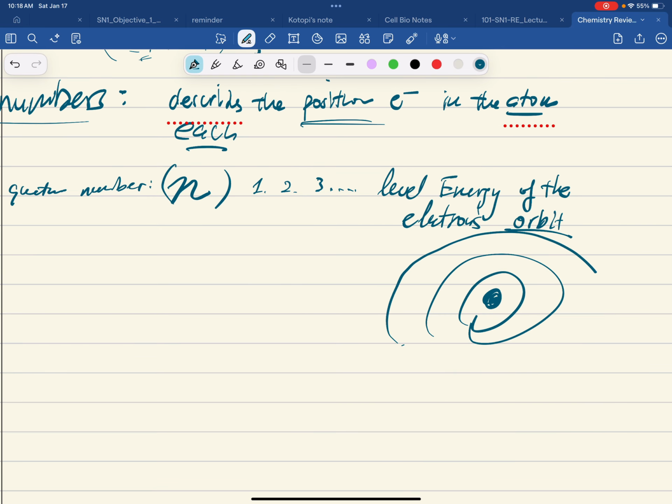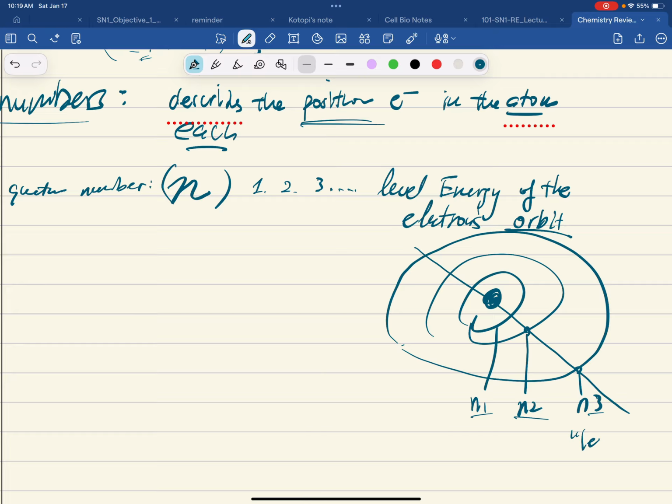So if we draw it in a circle like this, we'd say that the first level will be n=1, the second level will be n=2, and the third level will be n=3. This is a very simplified version. Do not remember it this way, but in principle, it's like that. Every time we jump up, it's like jumping up a new level of energy that the electron has.